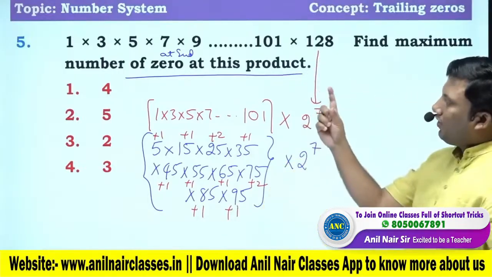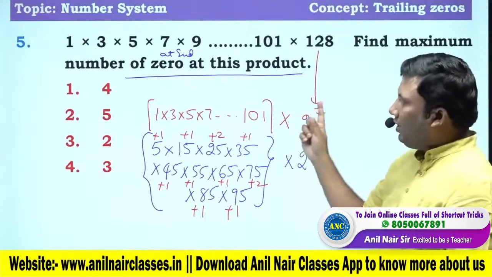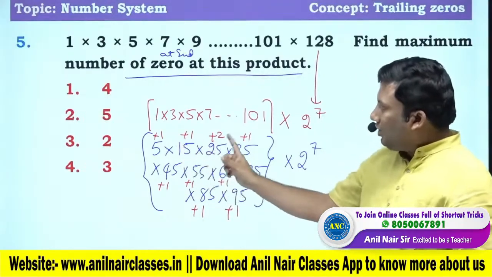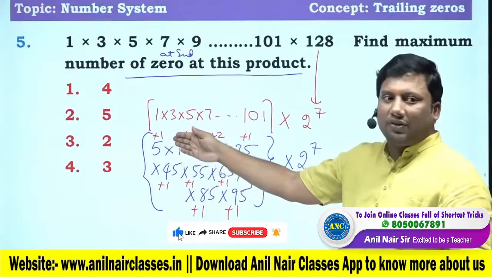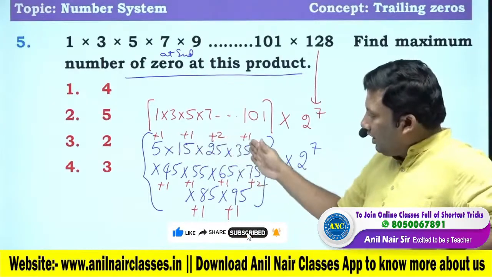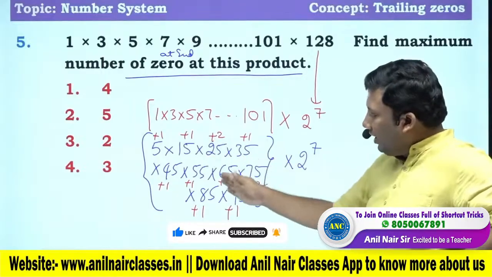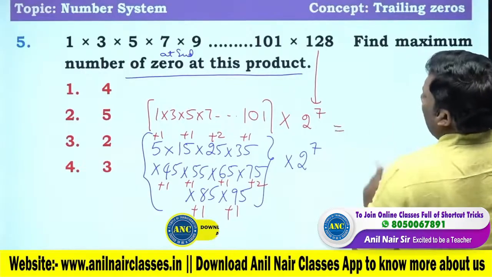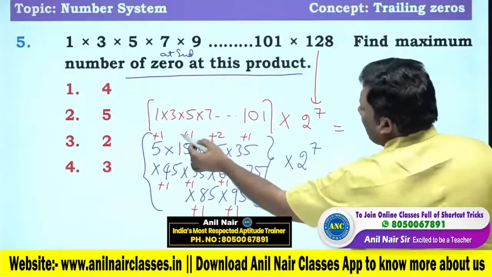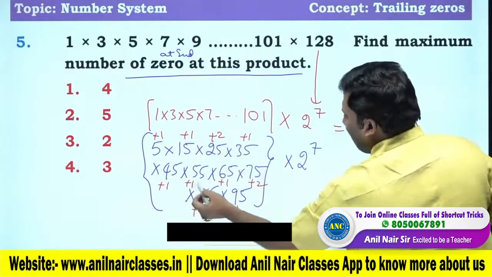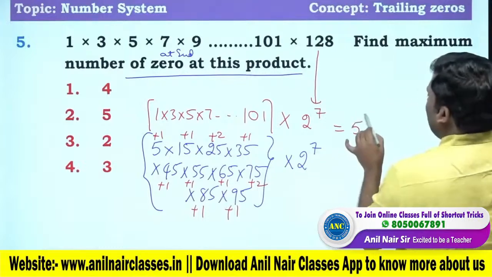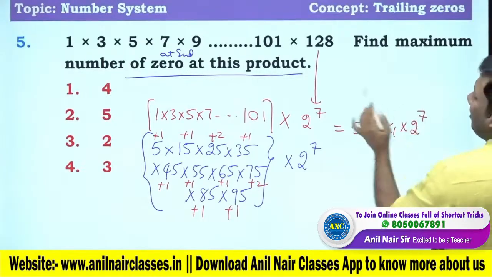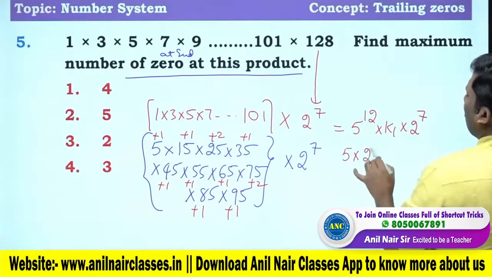1 into 3 into 5 into 7 into 9 into 11 into 13 into 15. Only odd numbers we should take. 5, 15, 25. Every time there is an increase of 10. 15, 25, 35, 45, 55, 65, 75, 85, 95. Next is 105. How many powers of 5? Maximum number of zeros. So this will be 1 plus 1, 2, 4, 5, 6, 7, 8, 10, 11, 12. So it is 5 power 12 into some other prime bases into 2 power 7. The question I change to the number of zeros at the end.